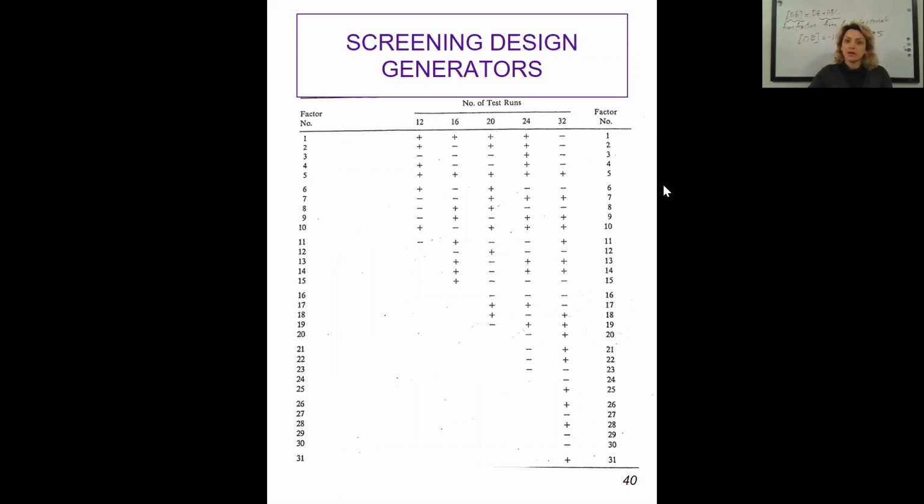We have a design generator table, like the design generator table that we had before. So look at this one. What are we going to get from these screening design generators, from this table, is that you see these positives and negatives, for example, the number of factors that we have and the number of runs for that. We are going to move these positives and negatives to our design table.